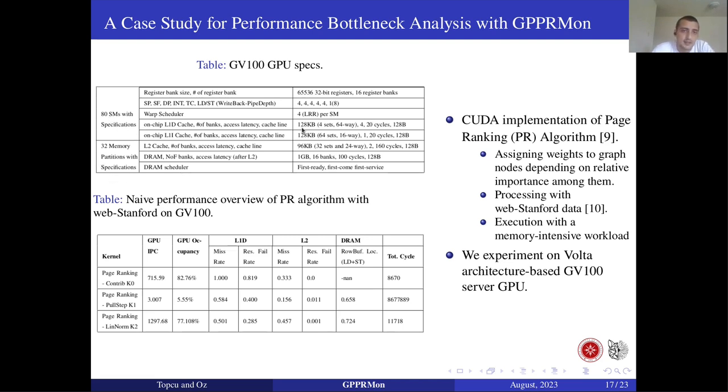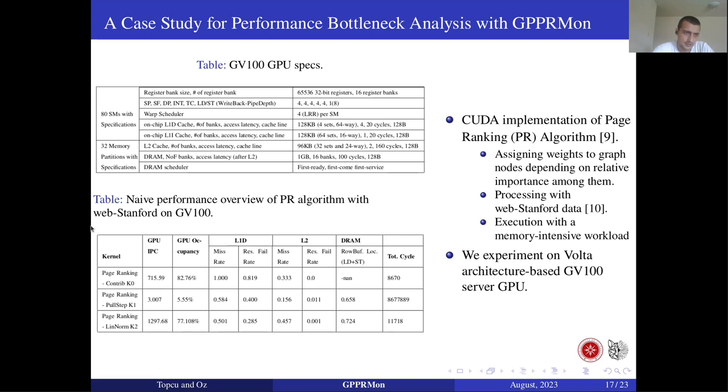Inside each SM, there is a 128 kilobyte L1 data cache and instruction cache, and inside each memory partition, there are two L2 caches, and one of the L2 caches is 96 kilobytes, and there is a 1 gigabyte DRAM bank inside each memory partition as well. The page ranking algorithm assigns weights to the graph nodes depending on the relative importance among the nodes. It processes the Web Stanford data, which is a memory intensive workload.